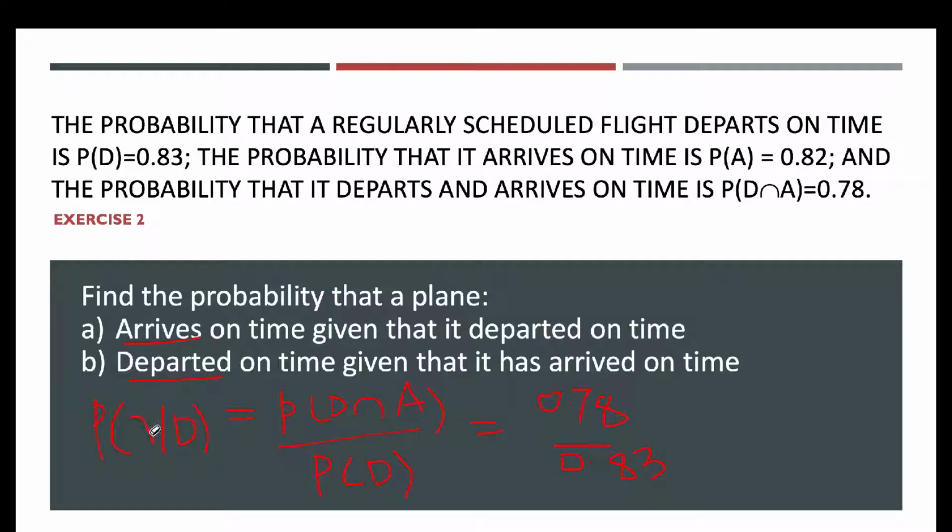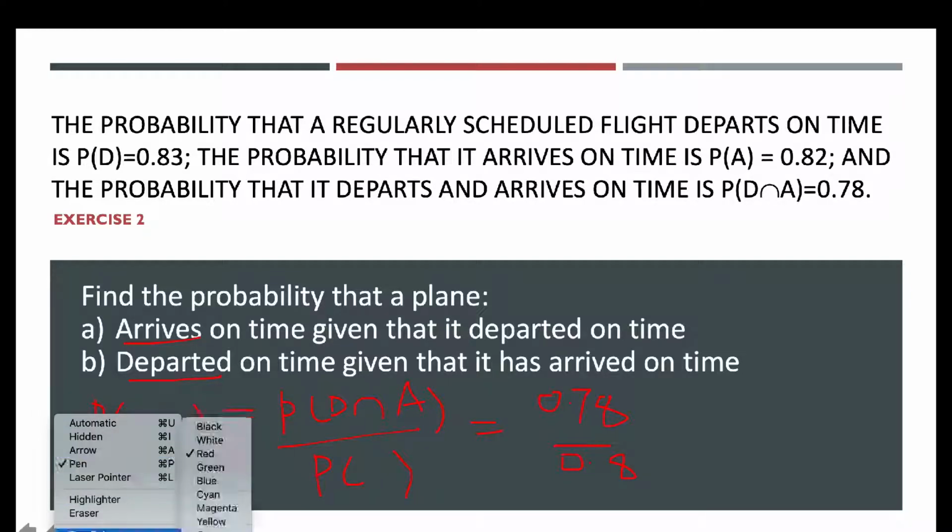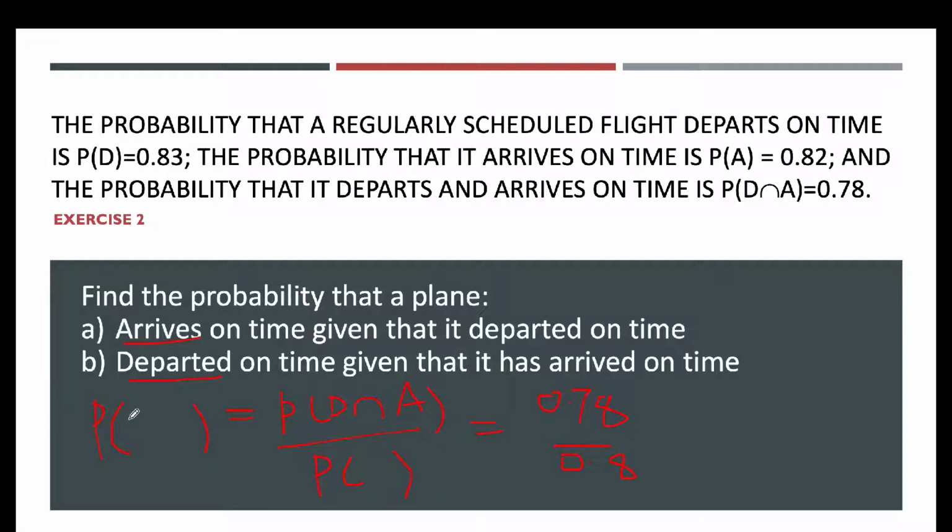Let me erase this, and this one also. Do I have another color? Okay. This is D intersect A, and the denominator should be A, which is 0.82. So don't get confused. That's all for this week. During the class, we're going to wrap everything up and discuss together.